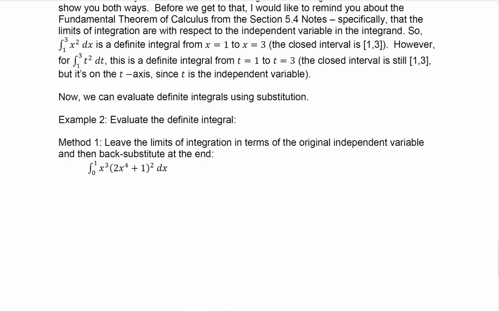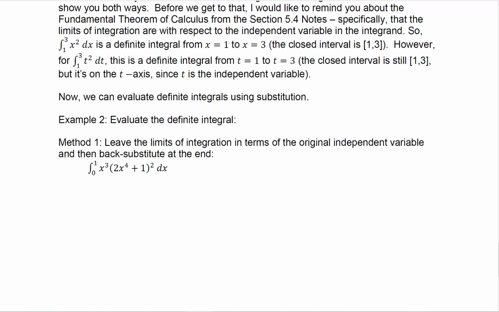Alright, so let's look at an example of evaluating the definite integral. There are two different ways that you can do this. The first way is that you leave the limits of integration alone and you do the antiderivative as if this was an indefinite integral, and then just keep track of everything, all the limits of integration. Keep remembering that they're in terms of x, not u, and then back substitute at the end.